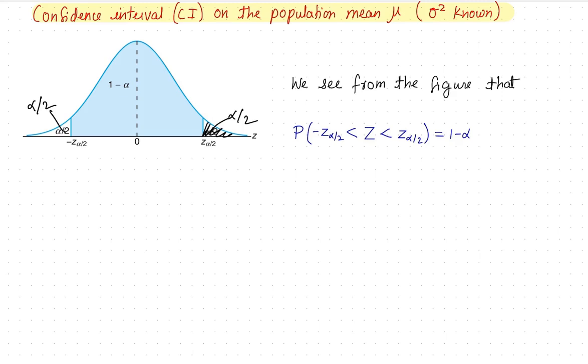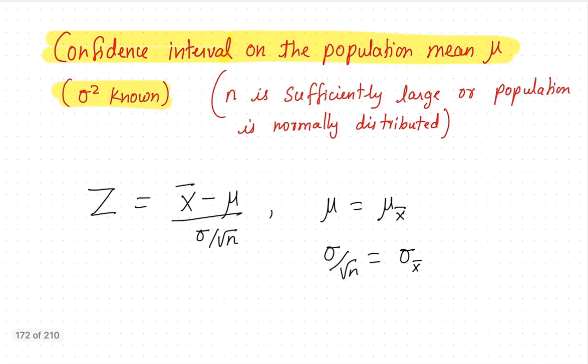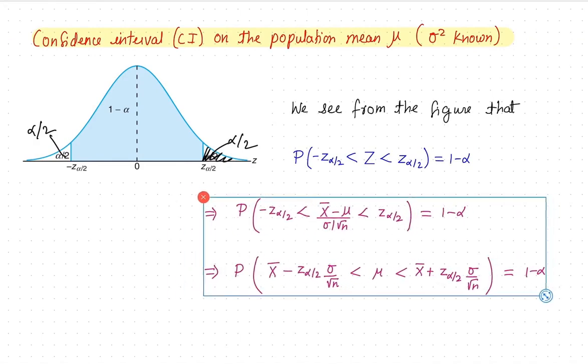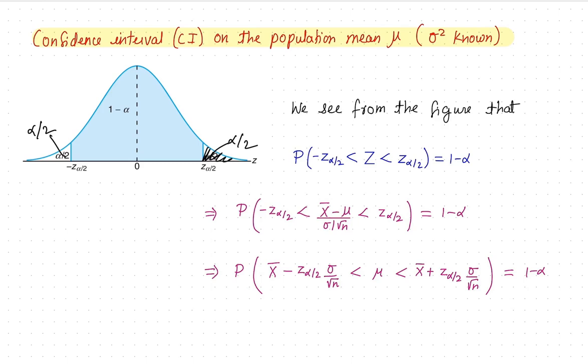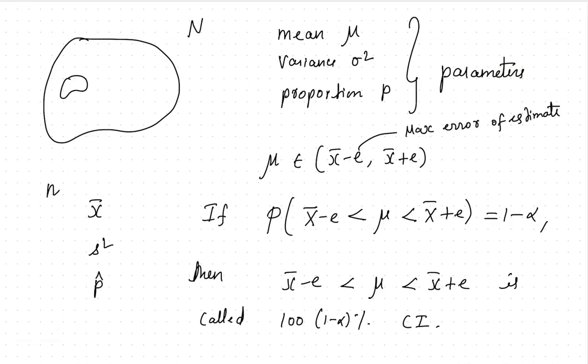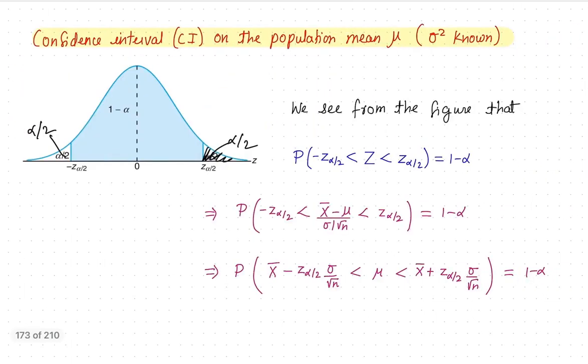Now I substitute for z. We know that z is x bar minus mu divided by sigma divided by root n, and doing some manipulation, what I get is this. You can see I substituted for z, and in the second step I rearranged it, keeping mu in between these two random variables. Look at this: what we are trying to find is E such that the probability that mu lies between these two is 1 minus alpha, and we found that E. This is E.